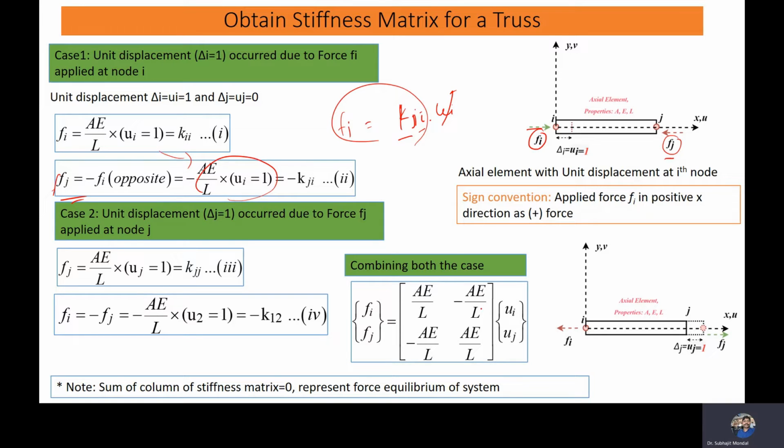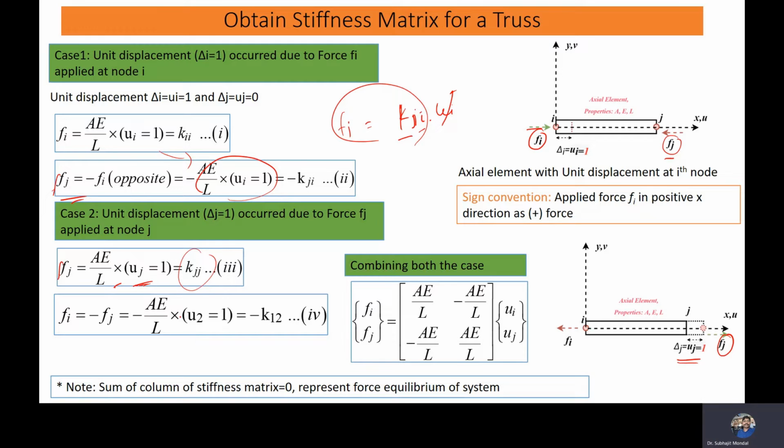Now similarly, if we consider the jth node, again we can obtain Fj, and basically the force required for unit deformation. So we'll apply that Fj force so that there is unit deformation. We can write it in this way: AE by L into Uj, where that value Uj is equal to 1.